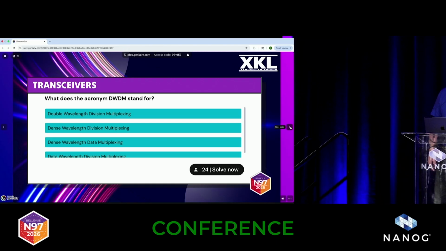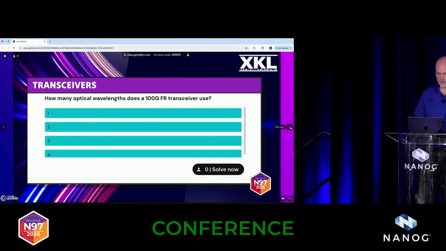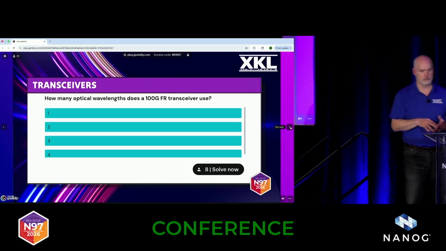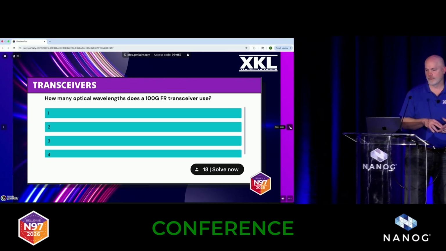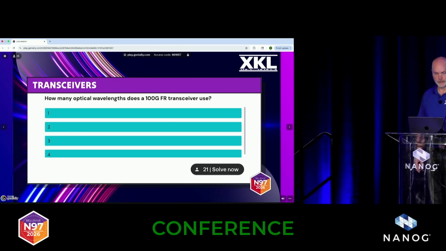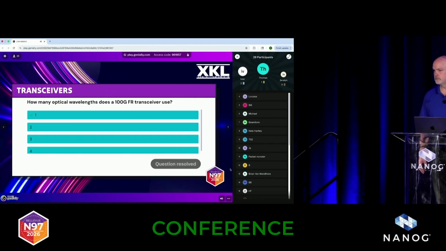All right, about done. 24. Anybody else? Okay. Yes, it was 2. How many optical wavelengths does a 100 gig FR transceiver use? How many wavelengths? 1, 2, 3, or 4? I think I was supposed to hit that solve now button, sorry. 1, 2, 3, or 4? All right, 25 seems to be the magic number. Yeah, just 1. Good.